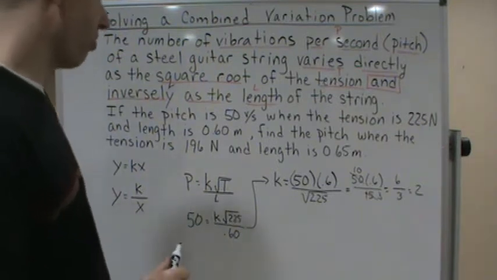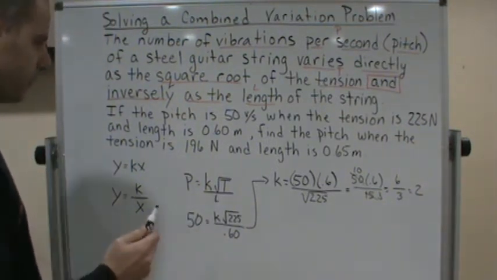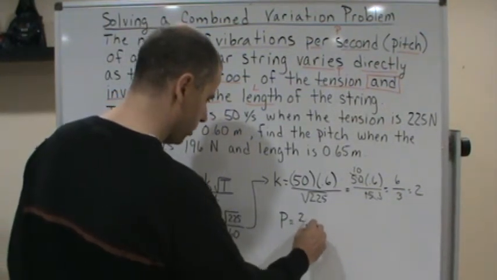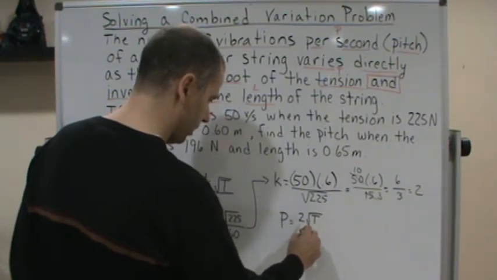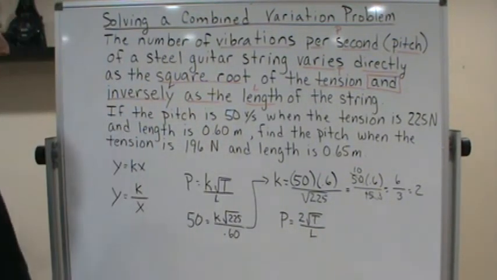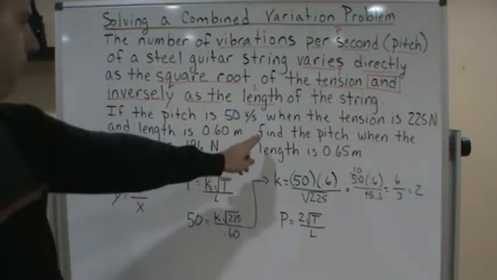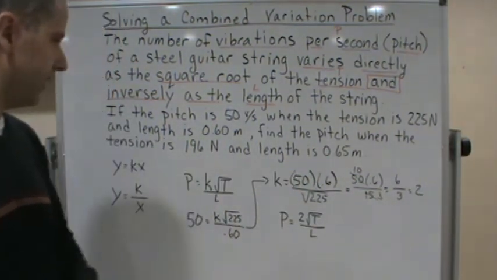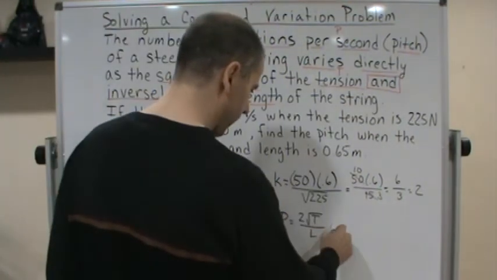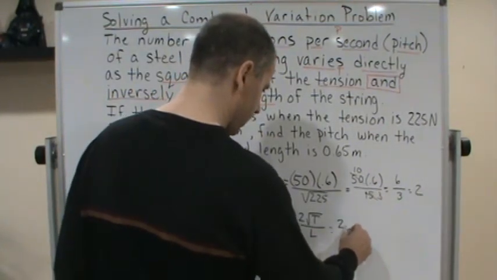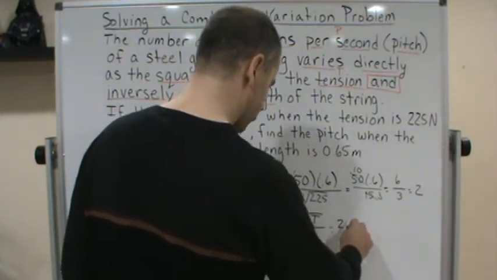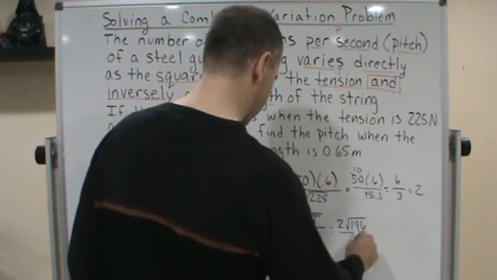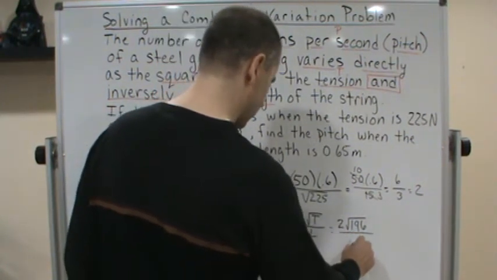Now that we've got k, we've got our formula. Our formula is P equals 2 times the square root of the tension divided by the length. Now they're saying, find the pitch when the tension is 196 newtons and the length is 0.65. So now all we have to do is plug and chug. This is going to be 2 times the square root of 196, divided by the length, which is 0.65.